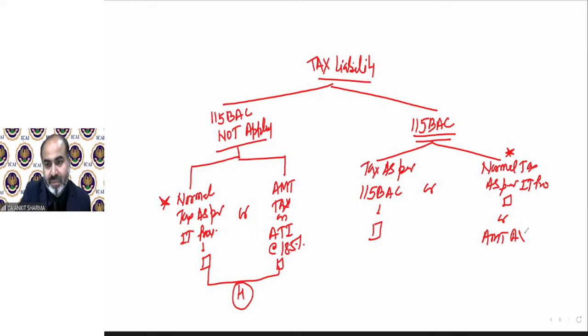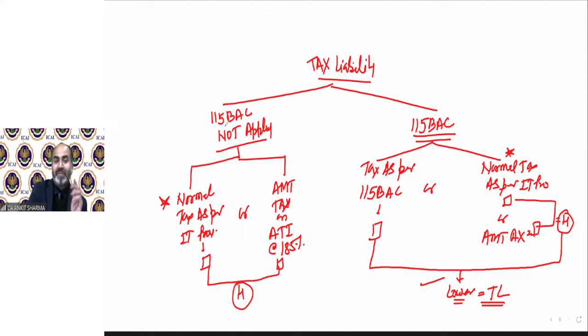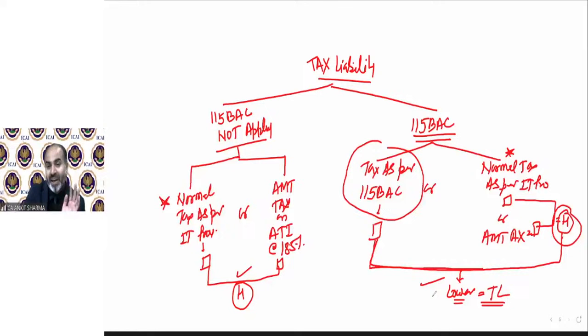Now the provision says whichever is higher of normal tax and AMT tax. This higher has to be compared with 115BAC. Now whichever is lower is your tax liability. So if 115BAC is not applicable on that assessee or he does not want it to apply, then of these, the higher will be your liability. But if 115BAC is applicable on that person, then you have to calculate tax as per 115BAC once, and normal tax or AMT, whichever is higher, as per normal provision. That higher value needs to be compared with 115BAC. Lower will be your tax liability.